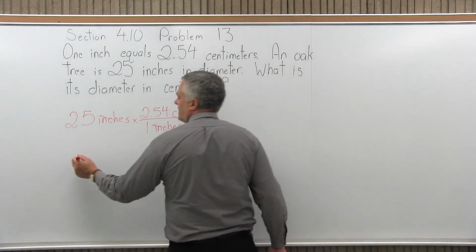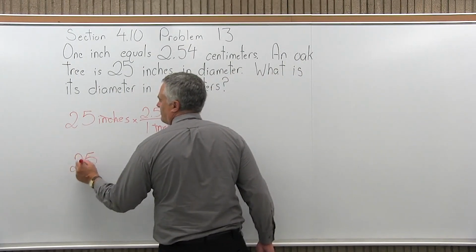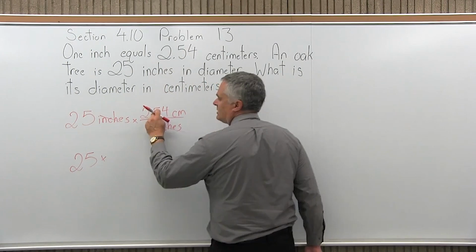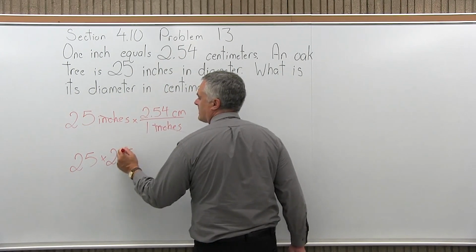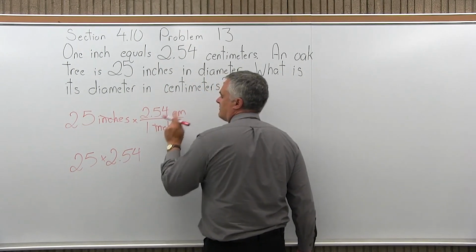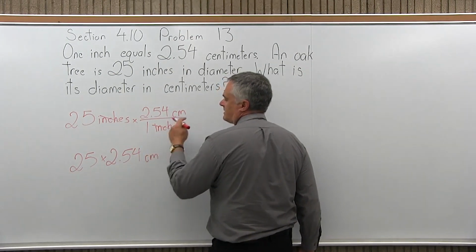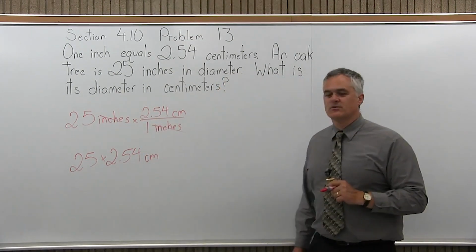And to finish the math, what I have is 25 from here times 2.54. And my units of measure will be centimeters. I abbreviated it instead of writing the whole thing out. CM is the standard abbreviation.